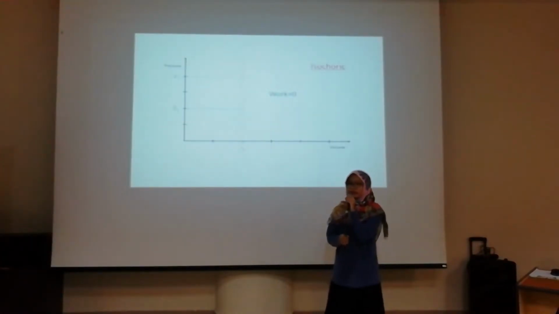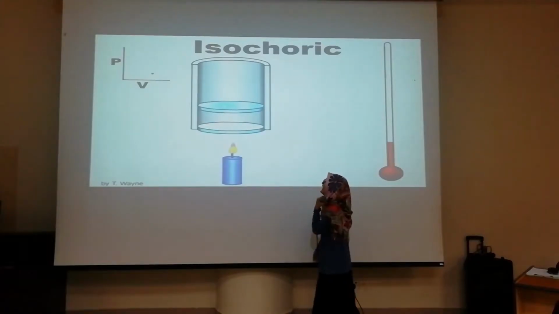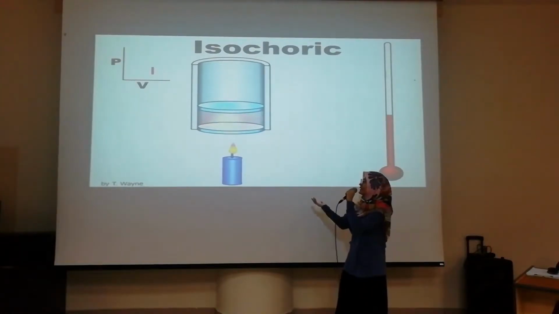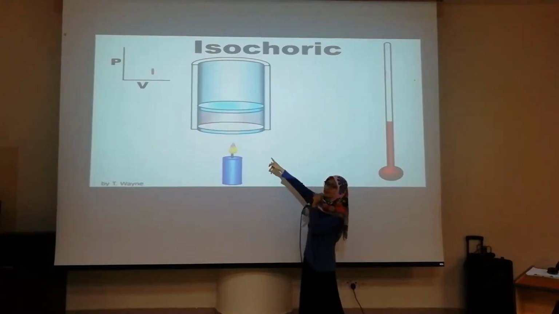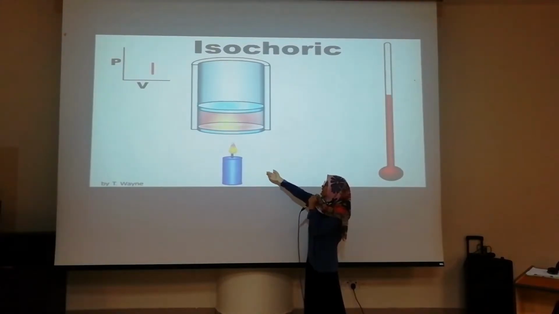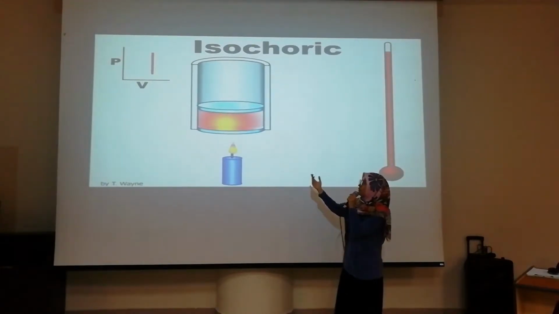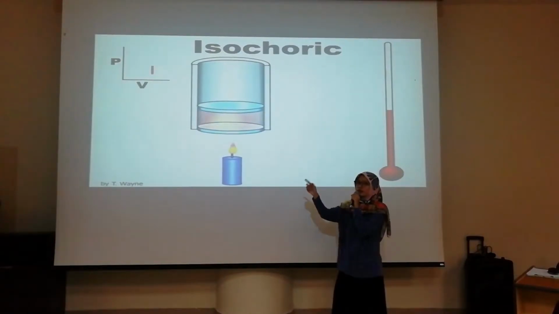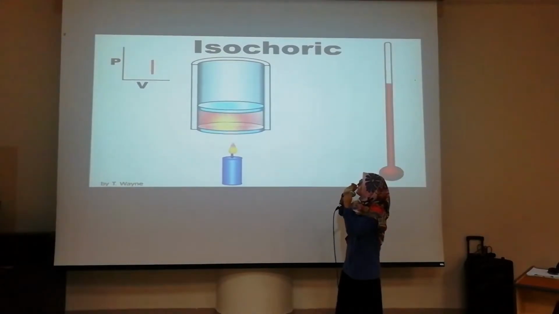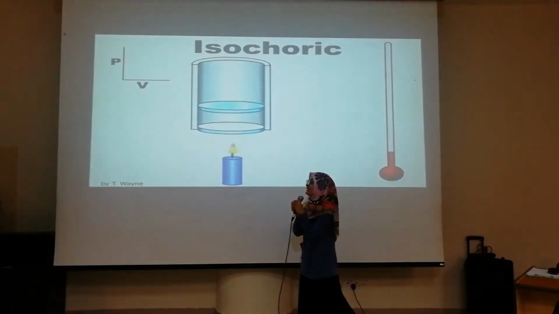For more understanding, let's see the simple video about the isochoric. This is the isochoric process. As you can see, this is the piston, and when the piston is heated up, the value of pressure increases, but the volume is still constant. So this is the isochoric.